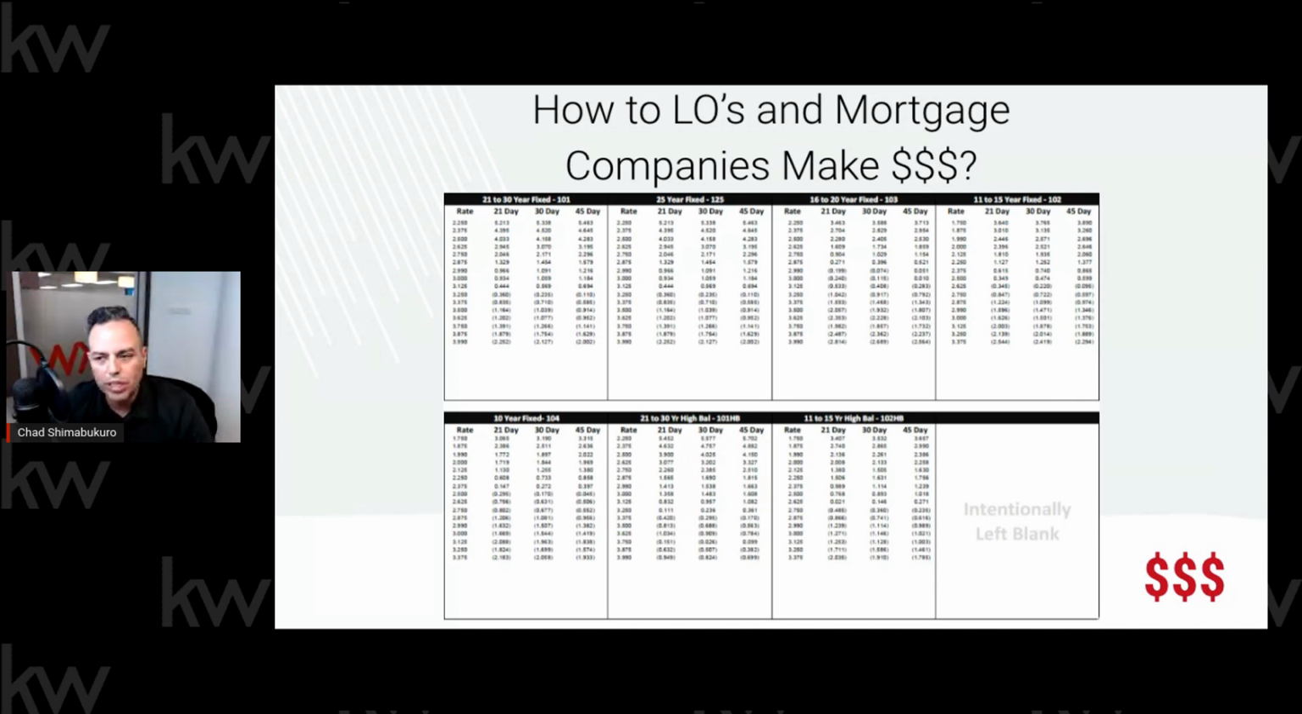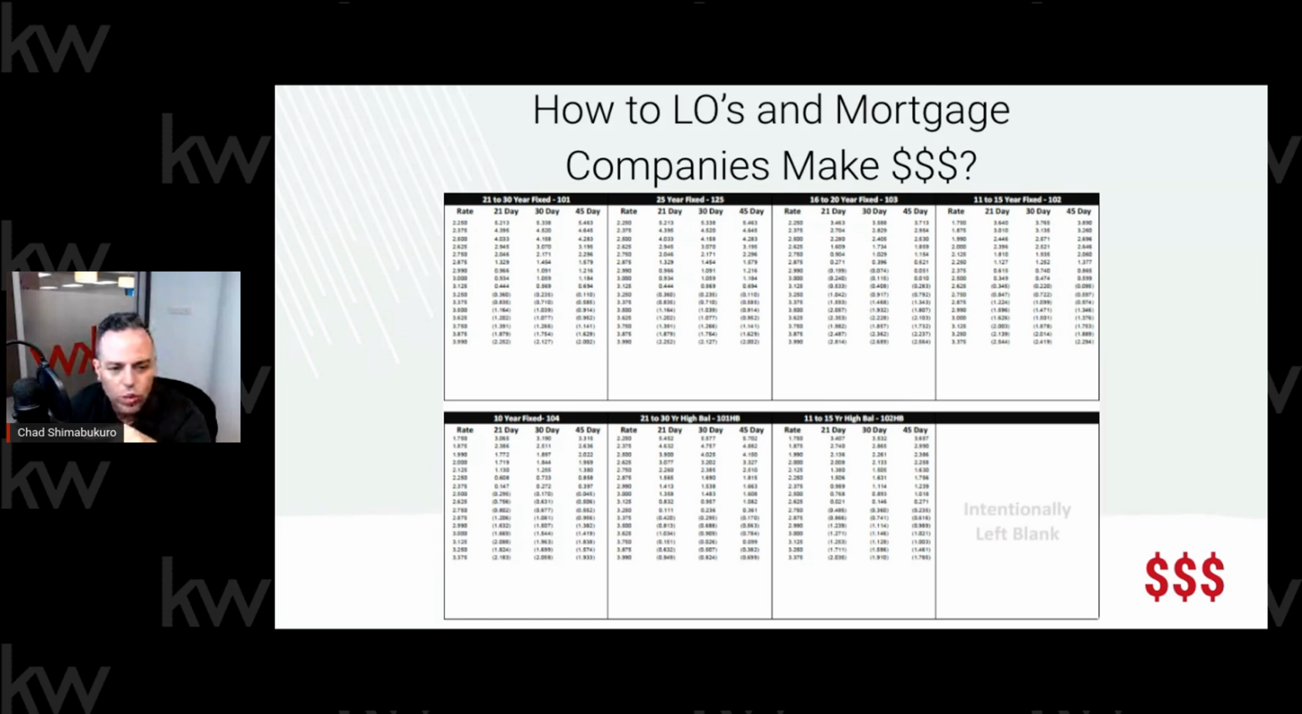But what it does do is it shows you that, you guys have heard the term lock before. Hey, I want to lock my rate. This is how long my lock is good for. Every lender's a little bit different, but generally speaking, I've seen 7-day locks. In this case, it says 21-day, 30-day, 45-day locks. What you'll notice, and I'm going to grab a number just to give you an example: if you look at the column to the far left where it says 21 to 30 year fixed, dash 101, the rate we're going to look at is 3.125.